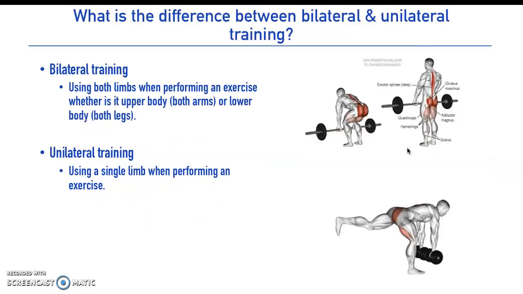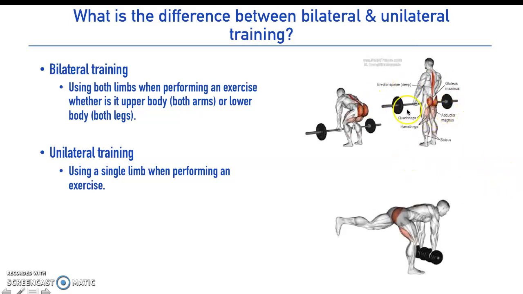Our next question is, what is the difference between bilateral and unilateral training? Bilateral training is using both limbs when performing an exercise. So whether it's your upper body, where both your arms are working, or lower body, where both your legs are working. Then unilateral training is the complete opposite. When performing an exercise, we're only using a single limb.